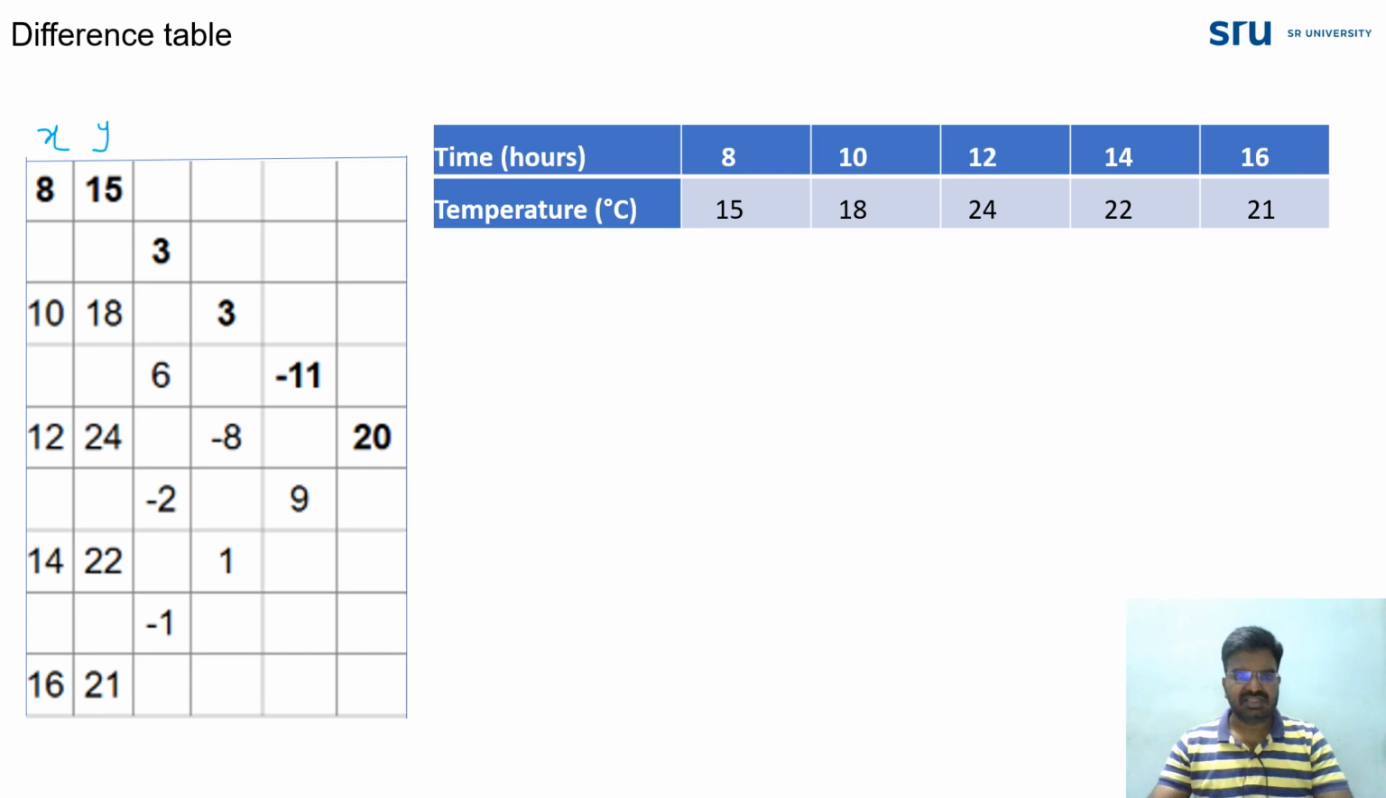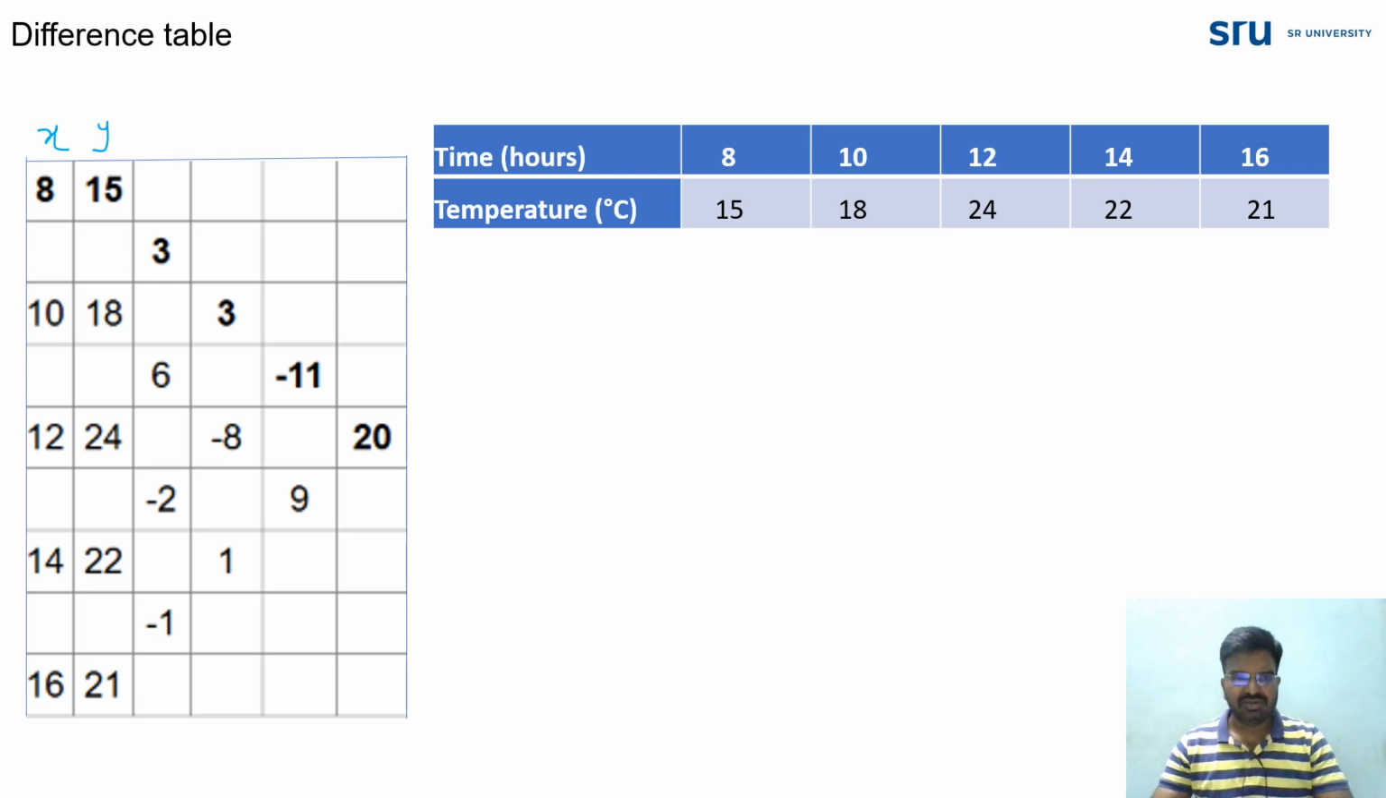See the differences. 18 minus 15, that is 3. 24 minus 18, it is 6. 22 minus 24, minus 2. 21 minus 22, minus 1. Next, 6 minus 3, 3. Minus 2 minus 6, minus 8. Minus 1 minus of minus 2, that is plus 1. Minus 8 minus 3, minus 11. 1 minus of minus 8, 9. Finally, 9 minus of minus 11, it is 20.